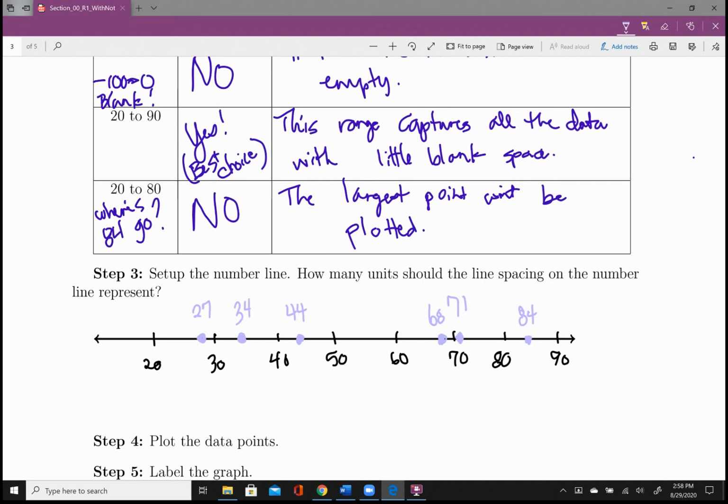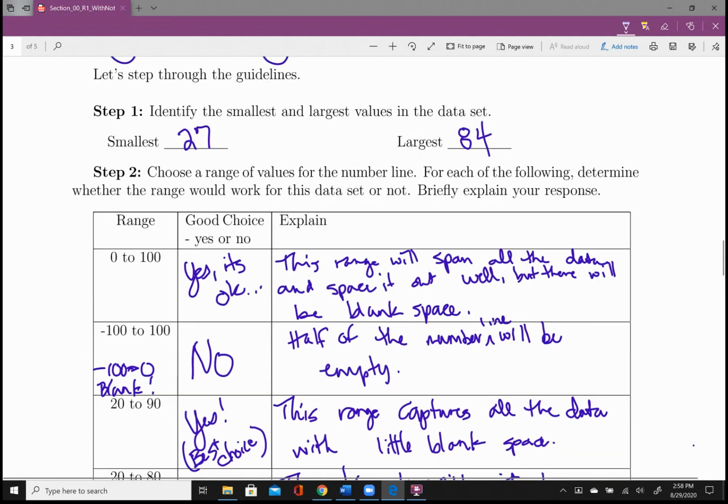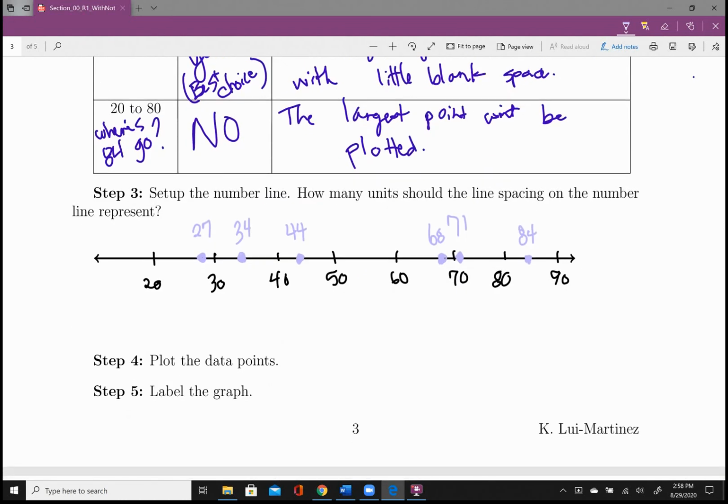Okay, let's label this graph. What was this representing again? Average temperature in degrees Fahrenheit. I'm going to label it underneath the graph. Average temperature in degrees Fahrenheit. I'll just put F for short. Okay, and that'll do it for that particular graph.